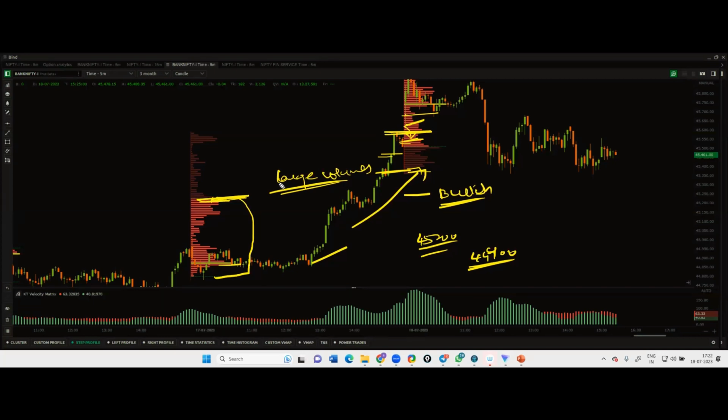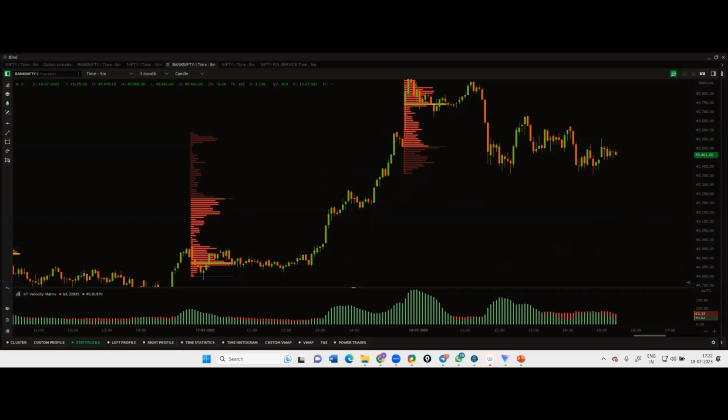So if someone opens a long trade at 45,600, then their stop loss should be below 45,200. This kind of structure, where price closes on one end and the value area is at the opposite end, is basically a weak trend structure. Here price is closing to the upside and the value area is to the downside. These are called weak trend structures.